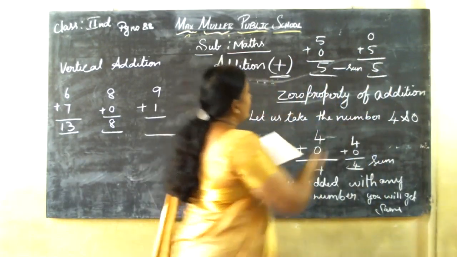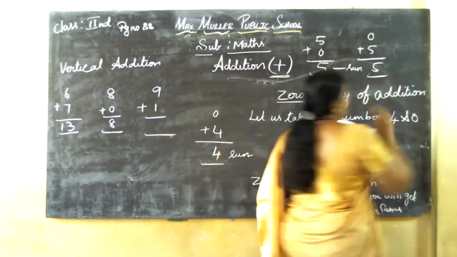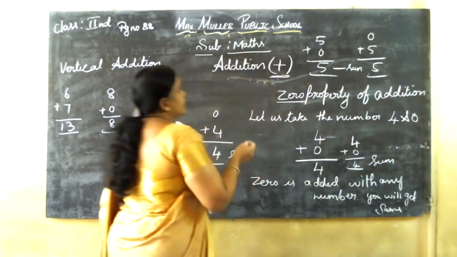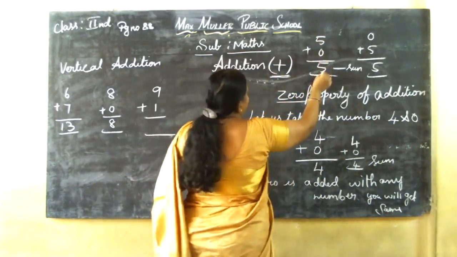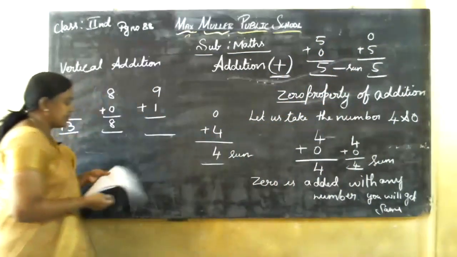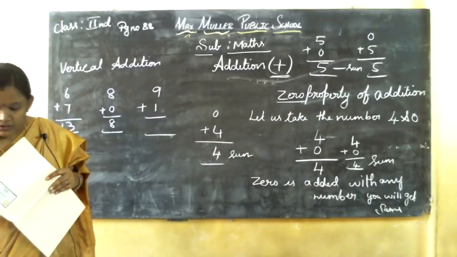Understood, children? If 5 is there, 6 is there, 7 is there, 0 plus 7, 0 plus 6, you will get the same number only. 5 plus 0 is 5. 0 plus 5 is also 5. 0 plus 6 is also 6. Like that only you can add with 0.